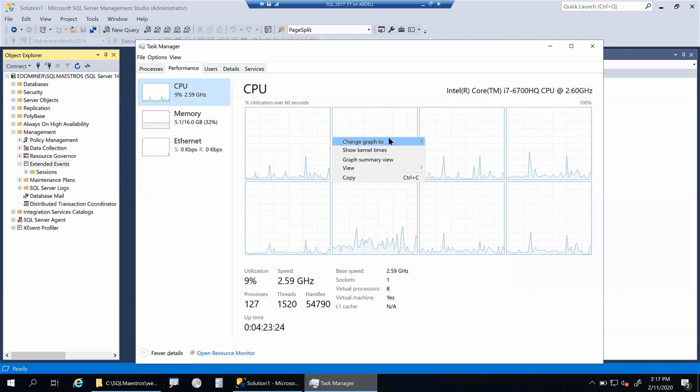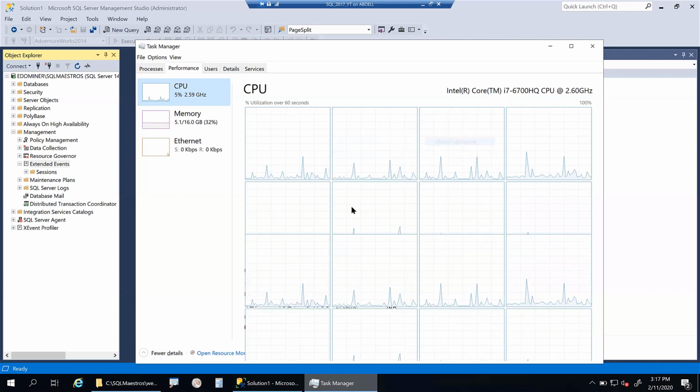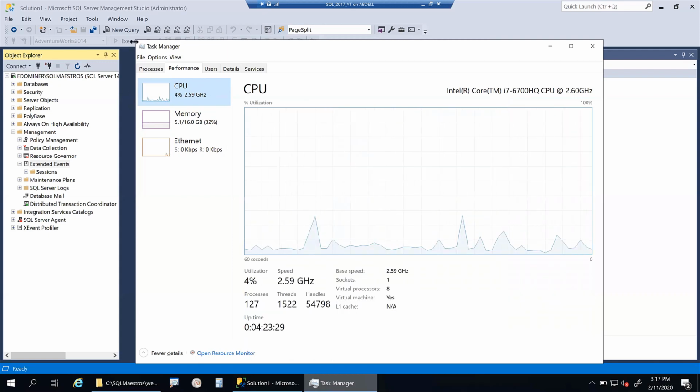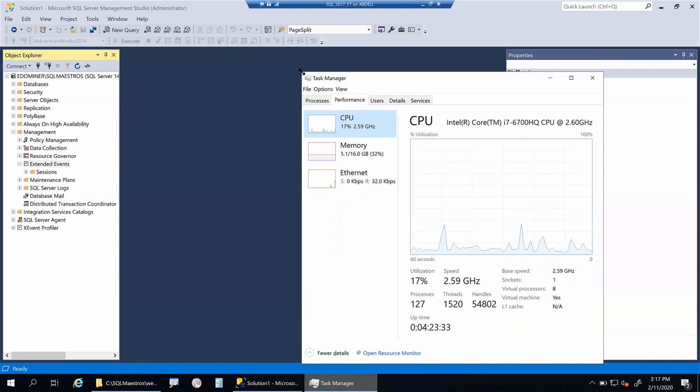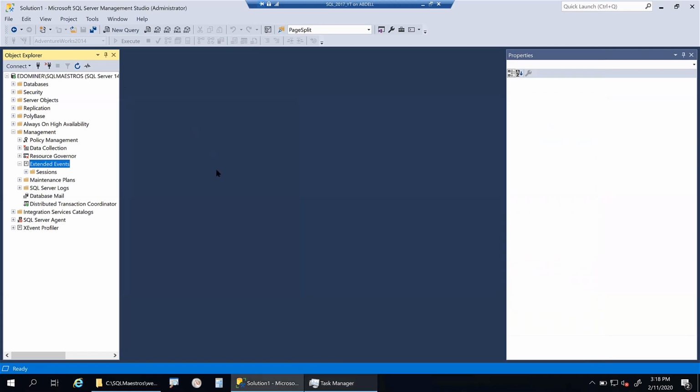So let me change the graph to overall utilization for CPU because I just want to keep this active. I have Task Manager here because I want to constantly look at how the CPU utilization is going on, and I have my Management Studio behind. So let's begin with the first basic example.